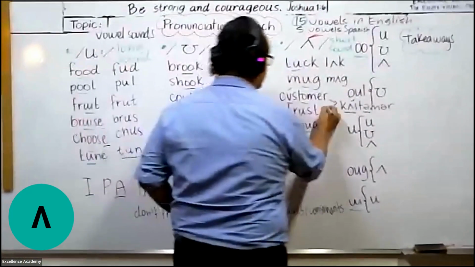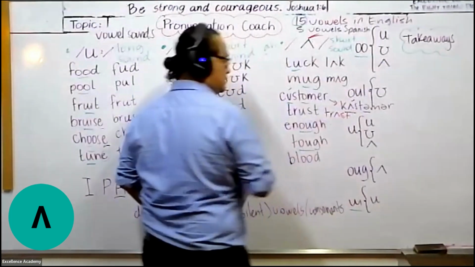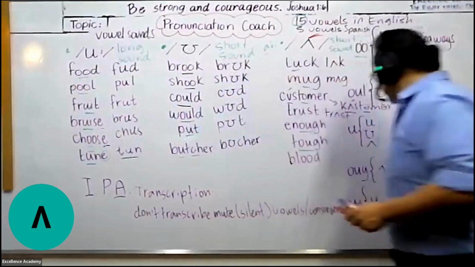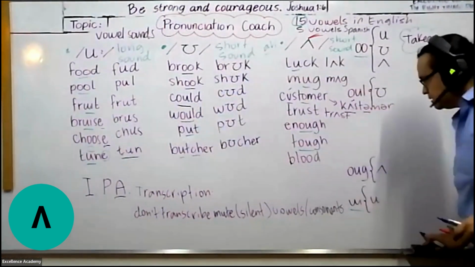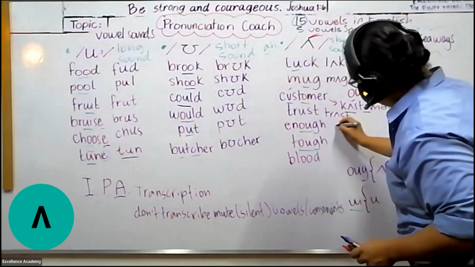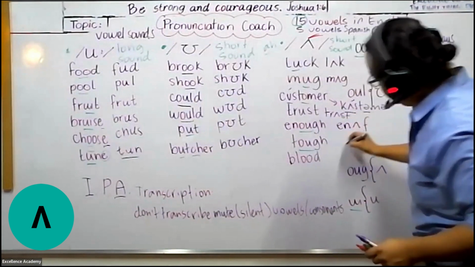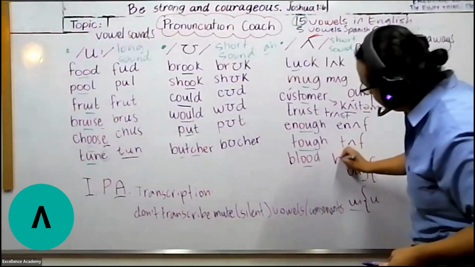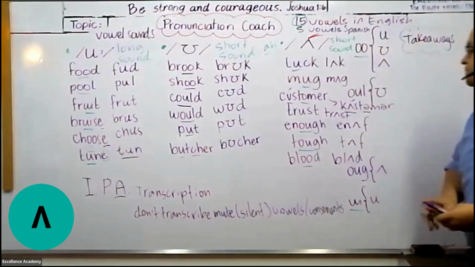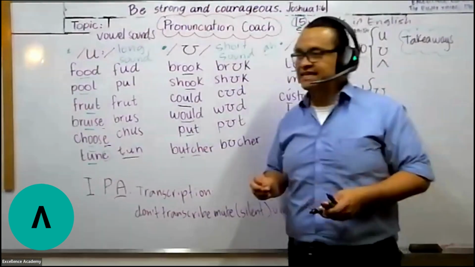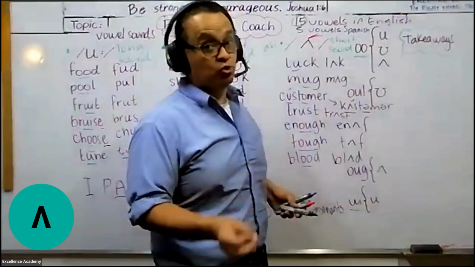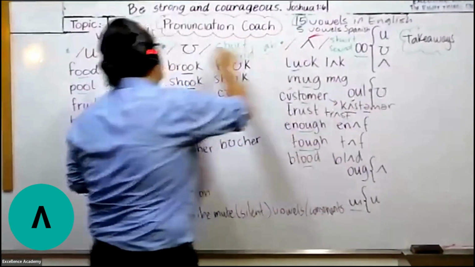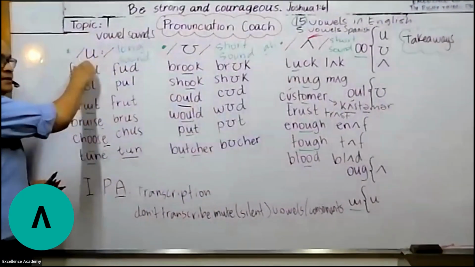Trust. Let's put trust. Okay. And let's do enough. I'm running out of space here, so I'm going to move this over here. So here we're going to say enough. Let's just put it like this for now. Enough, tough, and the double O here is going to sound like this. Blood. I like the sound of that. Blood. So I don't say blood with an oo, I say blood. Okay. So as you can see, it's totally, completely different from u.